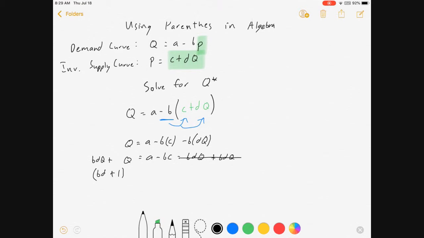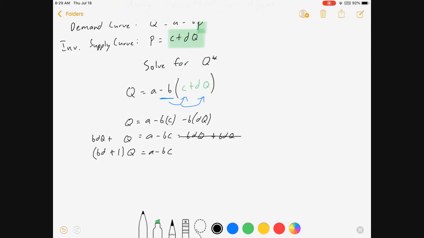So there I basically divided the left side by Q, and now I'm going to multiply it by Q. And so the value of it doesn't change. And that's equal to A minus BC. And then I can divide both sides by what is entirely within the parentheses. Q equals A minus BC over BD plus 1. And there's my Q star.